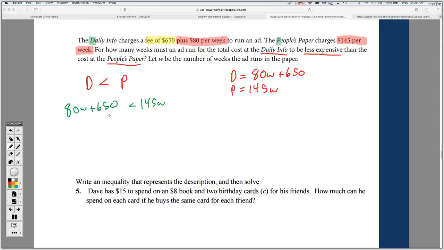Make sure you build the wall and say same side or opposite side to figure out what you're going to do. Okay, so we have 80W plus 650 less than 145W. We already built the wall. What is a like term with 80W? 145W. Same side or opposite side? Opposite sides means opposite operation. So same side would be your combined like terms, but it's on the opposite side, so opposite operation.